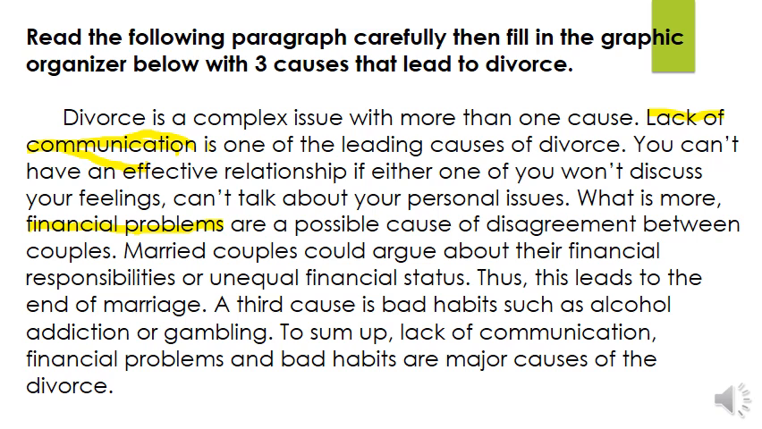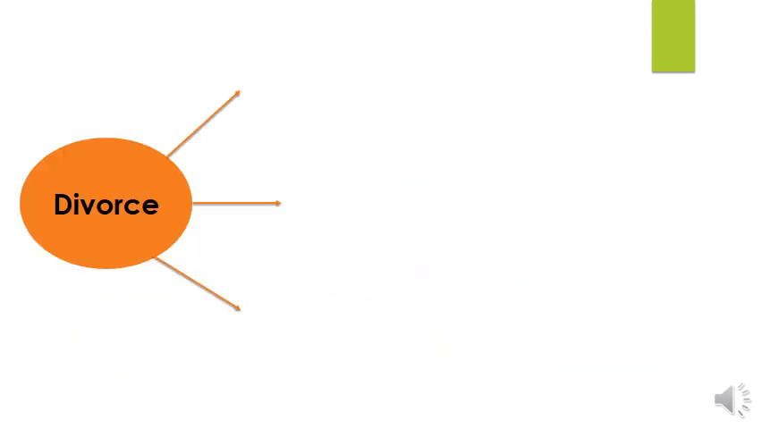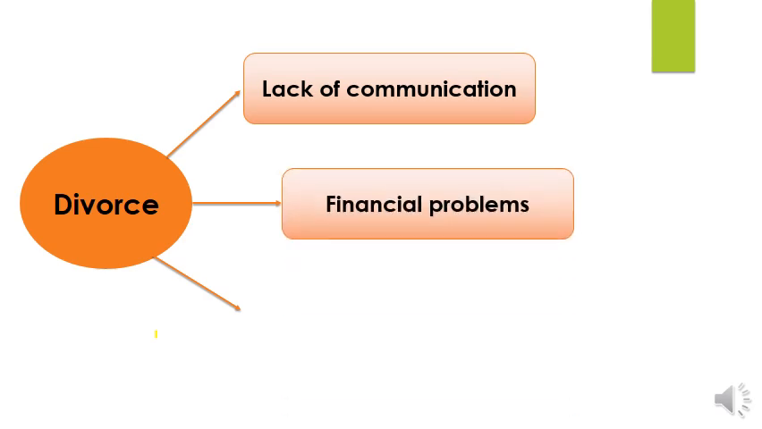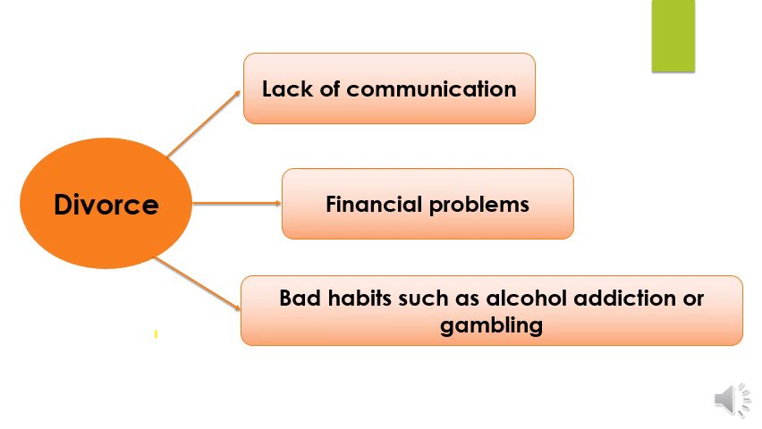A third cause is bad habits. So this is the third cause, bad habits such as alcohol addiction and gambling. So these are the 3 causes that might lead to divorce. To sum up, lack of communication, financial problems, and bad habits are major causes of divorce. We have to fill in the Venn diagram. The first cause is lack of communication, the second is financial problems, and the third is bad habits such as alcohol addiction or gambling.